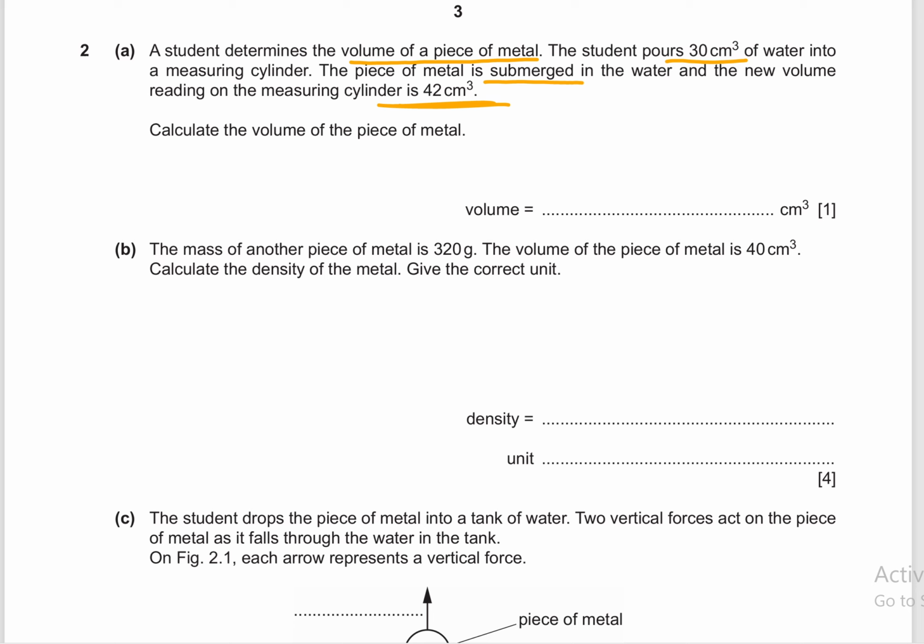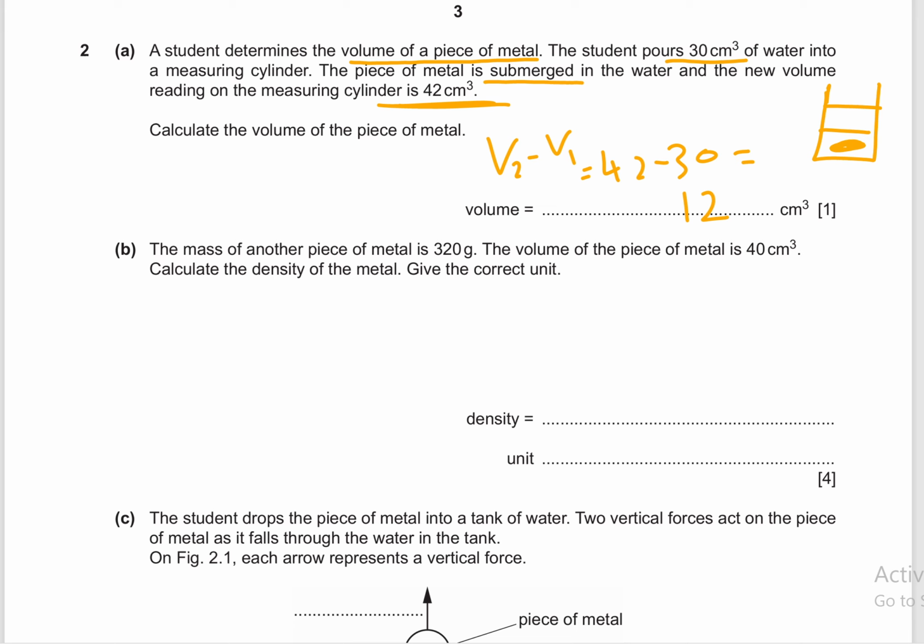So this is the tube or the beaker. It has a volume. Then we put the metal. The volume will become here. So we already know that the volume is going to be V2 minus V1, which is 42 minus 30, which is 12 cubic centimeter. I hope it's clear.